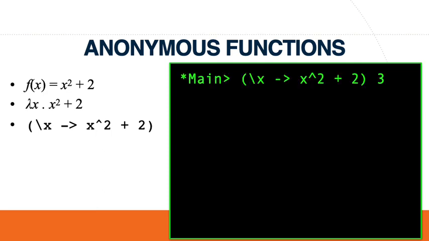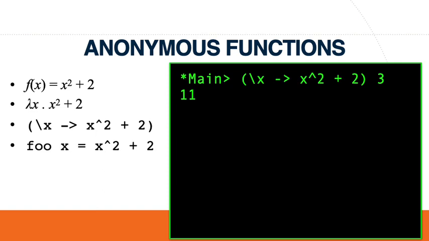We can apply an anonymous function in Haskell by putting brackets around it and then putting the arguments after the brackets. Our anonymous function and the argument 3 results in 11. 3 is bound to x. 3 squared is 9. 9 plus 2 is 11.